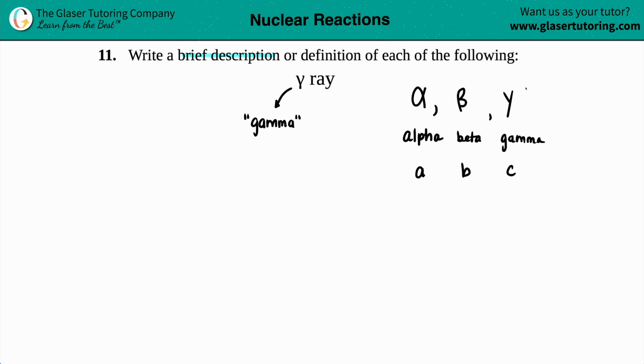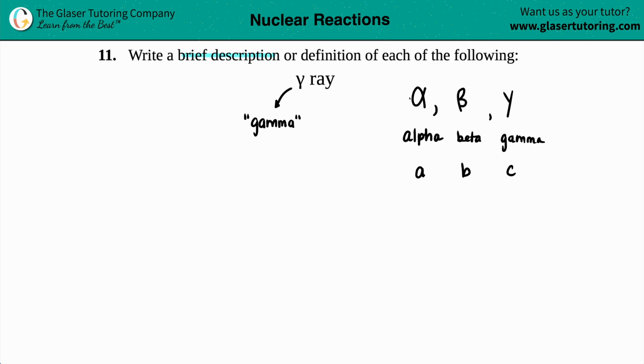I am 95% certain that gamma is the third letter of the alphabet, but I could be mistaken. If I am, please let me know in the comments, but I'm pretty sure that it's alpha, beta, gamma, and that's why it's alpha, beta, gamma, because it's A, B, C. But always double check. We're always open for comments, so let me know.